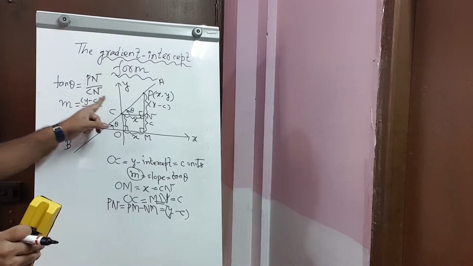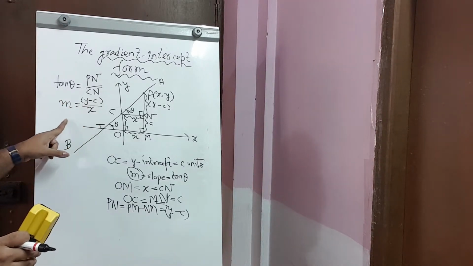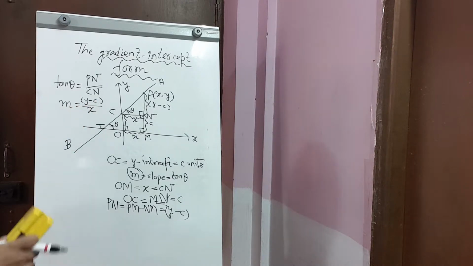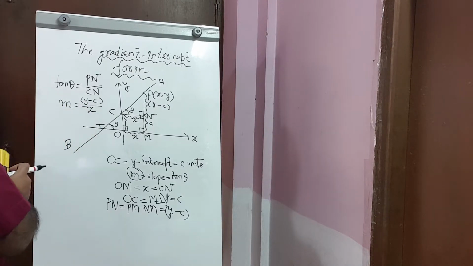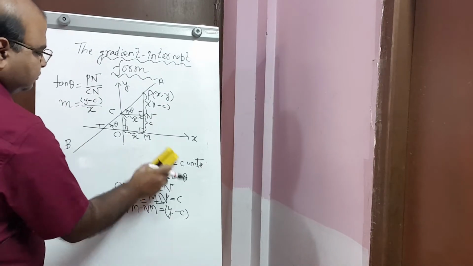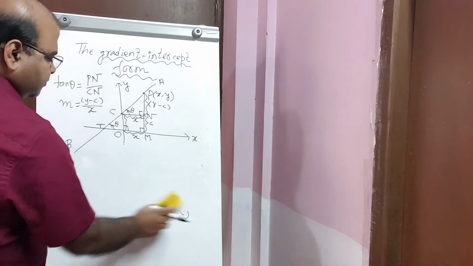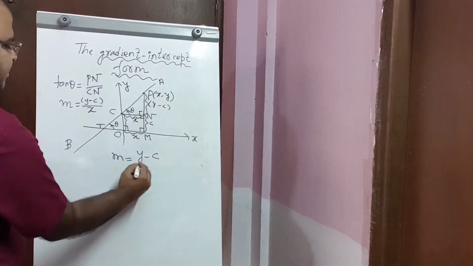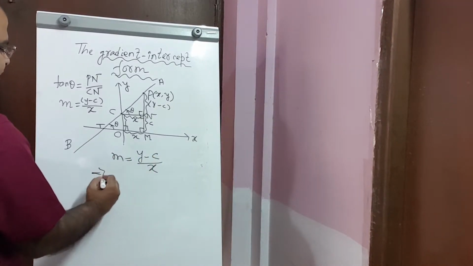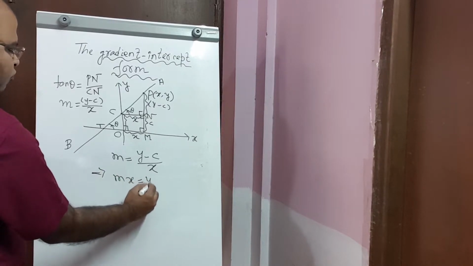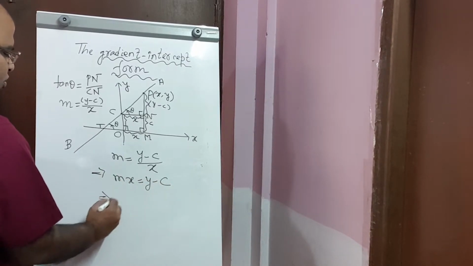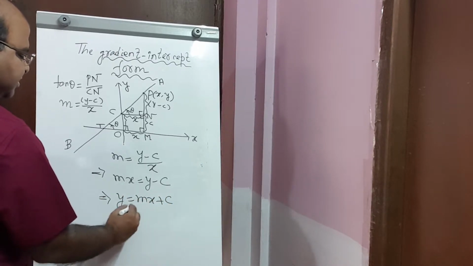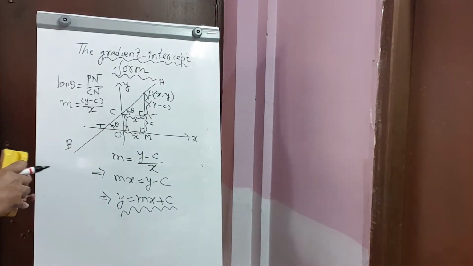So here we establish a relation between x, y, m and c, given by m equal to y minus c divided by x. If I cross multiply, we have m is equal to y minus c upon x, which implies mx is equal to y minus c, or y is equal to mx plus c. So this is the relation between x and y.